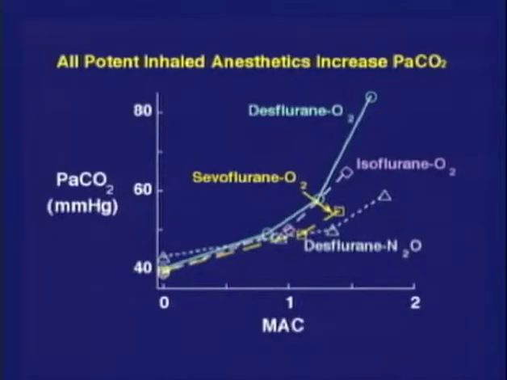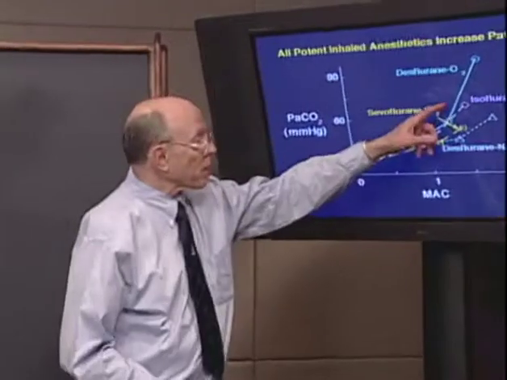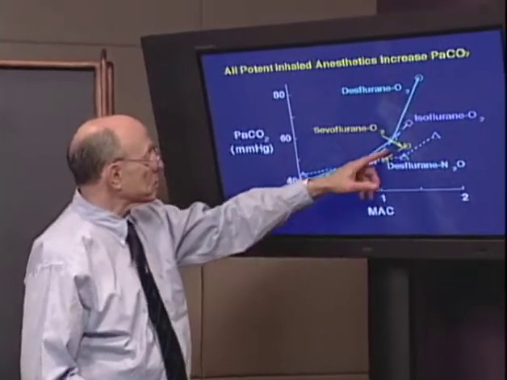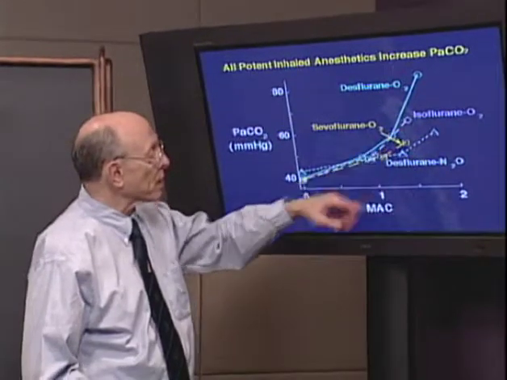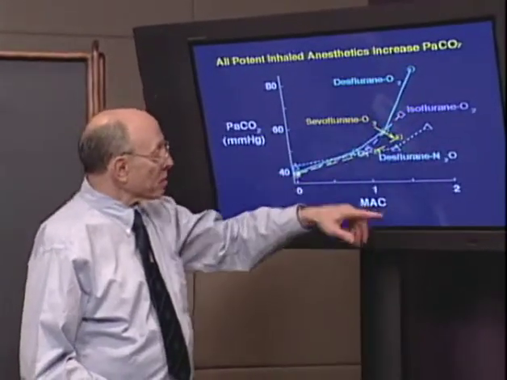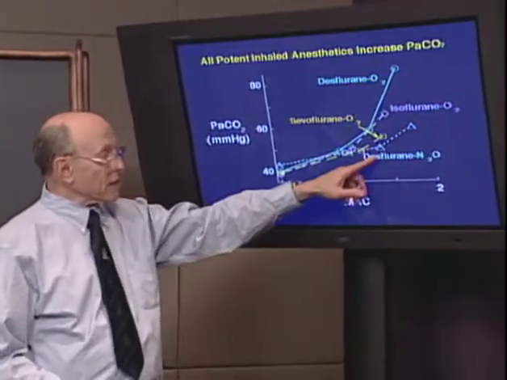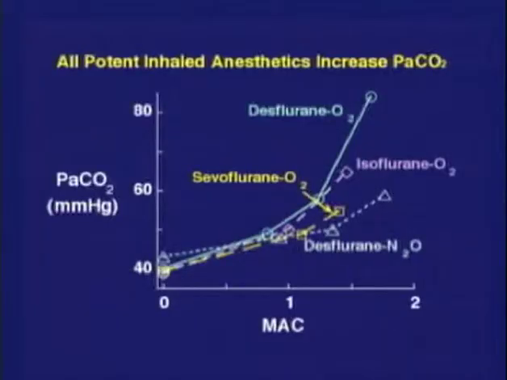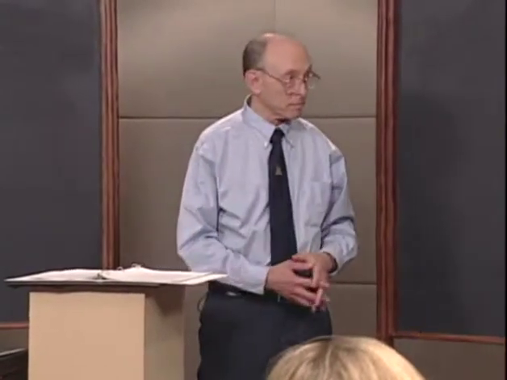We know that the potent inhaled anesthetics all increase arterial PCO2. That's shown here. Some do it a little more than others. Desflurane probably does it a little more than sevoflurane, although that difference isn't very great, but same as with isoflurane. Nitrous oxide seems to ameliorate some of the depressant effects of the desflurane. Nitrous oxide itself has very little effect on PCO2. In a pressure chamber at 1.5 atmospheres of nitrous oxide, there was no increase in PCO2 in volunteers.